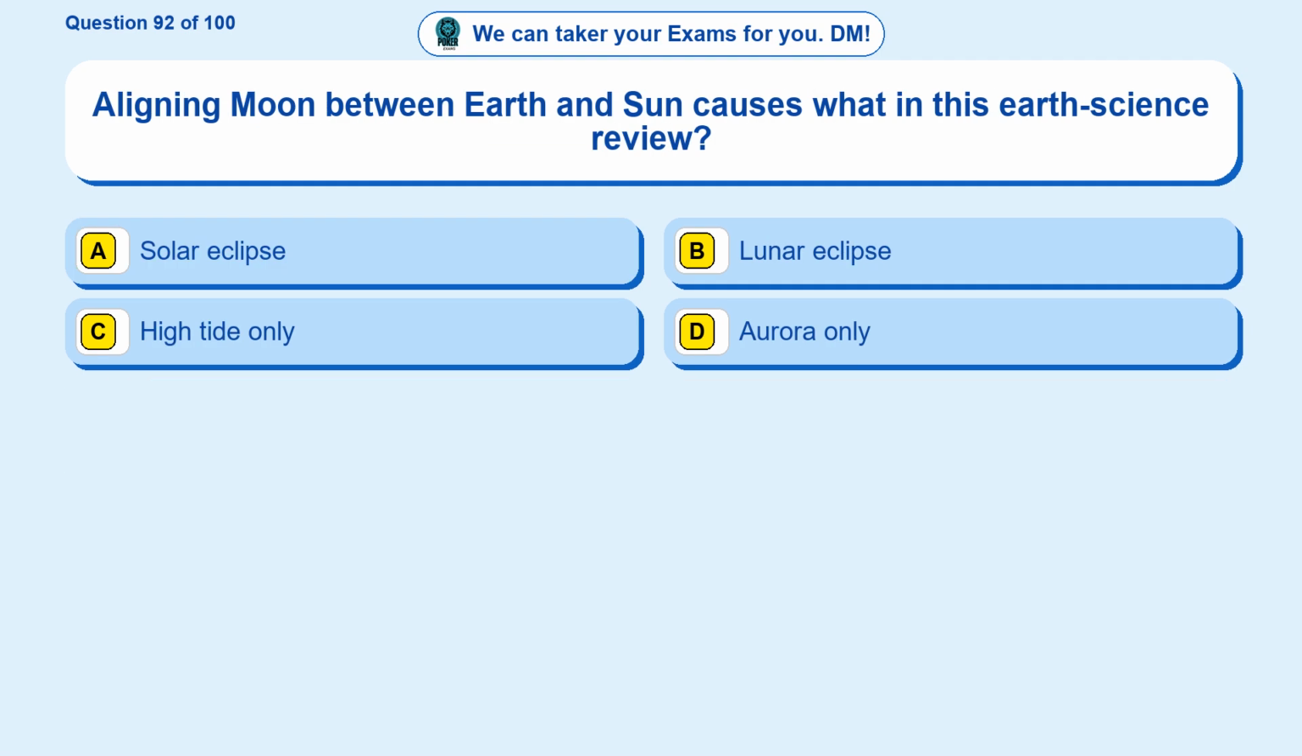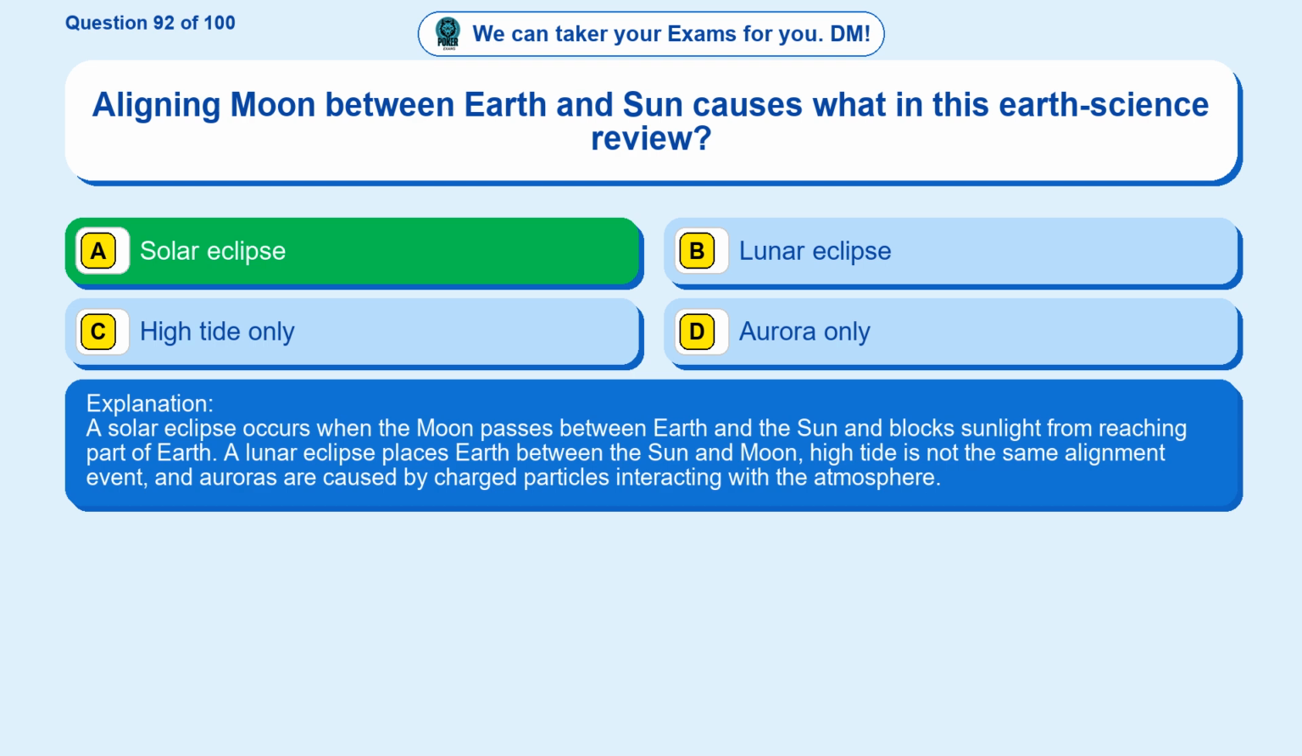Question 92. Aligning moon between Earth and Sun causes what in this Earth Science Review? Option A: solar eclipse. Option B: lunar eclipse. Option C: high tide only. Option D: aurora only. The correct answer is option A: solar eclipse. A solar eclipse occurs when the moon passes between Earth and the Sun and blocks sunlight from reaching part of Earth. A lunar eclipse places Earth between the Sun and Moon. High tide is not the same alignment event, and auroras are caused by charged particles interacting with the atmosphere.